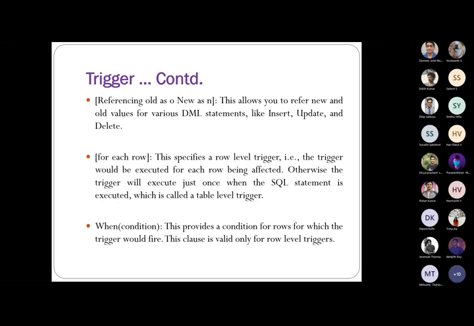Whenever you are going to refer to the old variables, we reference old as O and new as N. This allows you to refer to old values for various DML statements like insert, update, and delete. And for each row specifies a row level trigger, so the trigger would be executed for each row being affected. Otherwise, it will be executed only once. And the when condition provides the condition for rows for which a trigger should fire.